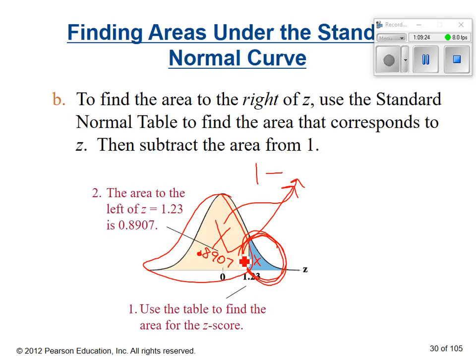You could do the same thing on your chart. Find the 1.23 on here, find that area, subtract it from 1, and that'll tell you the area to the right. Remember, the chart and the calculator are always doing the area to the left.